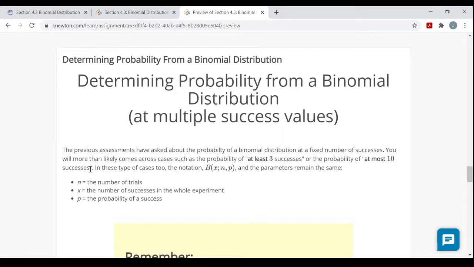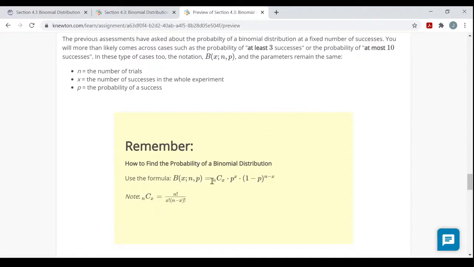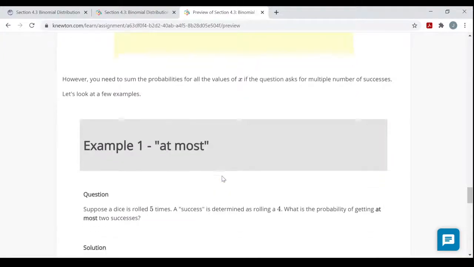So you're going to be doing a lot of addition here. Or, I'll show you how to use that binom CDF on the calculator. All right, so same notation and all this, same formulas. Let's just get into a problem.